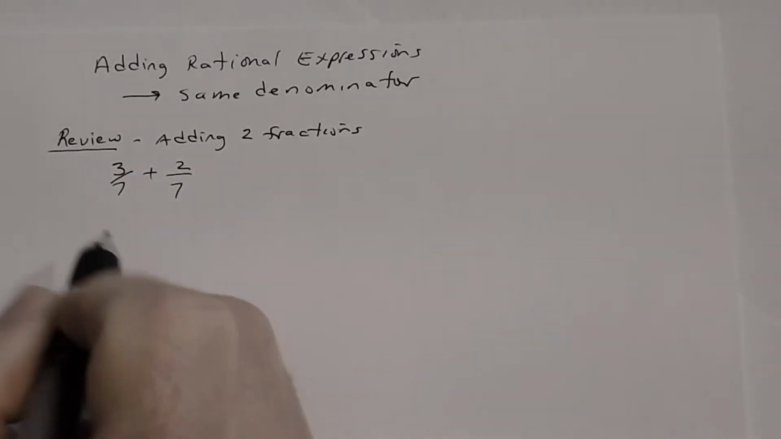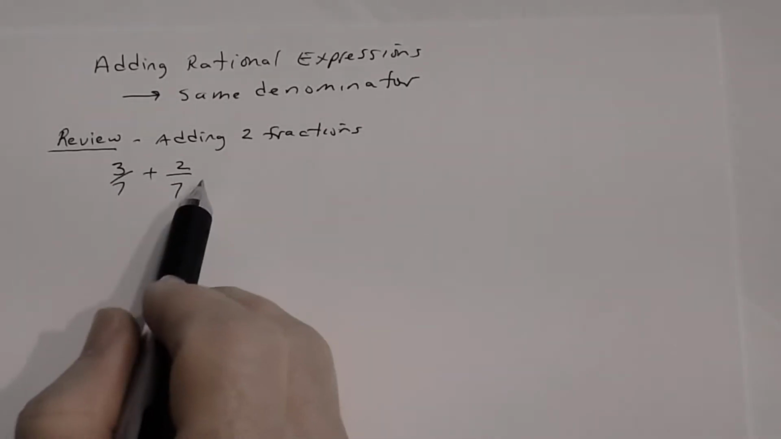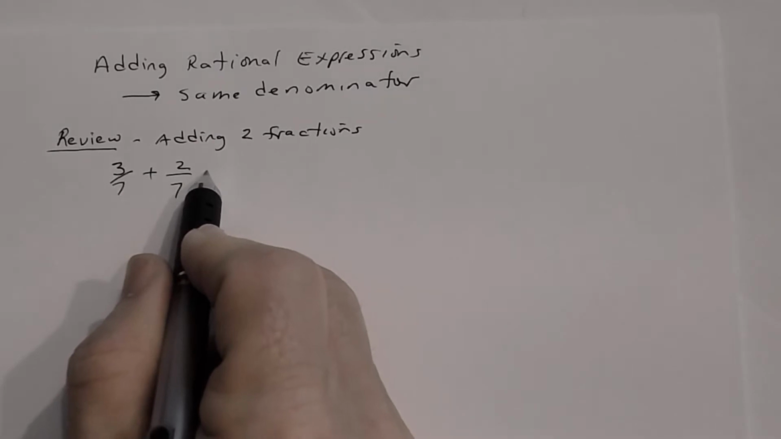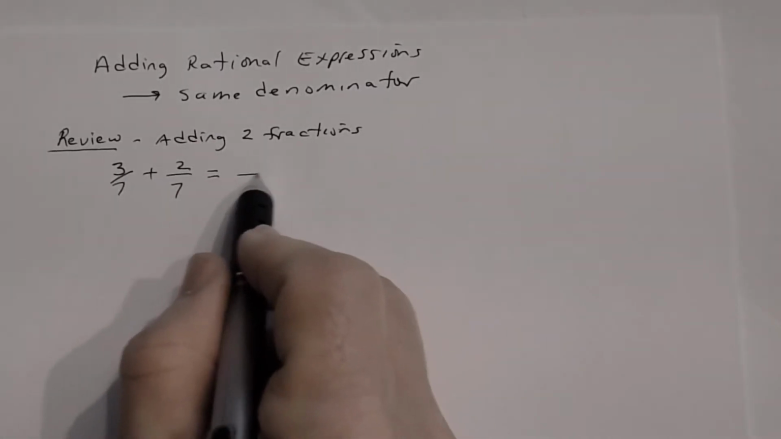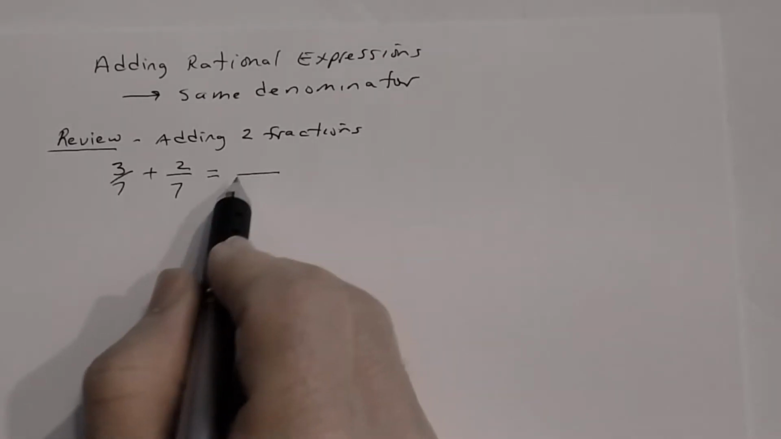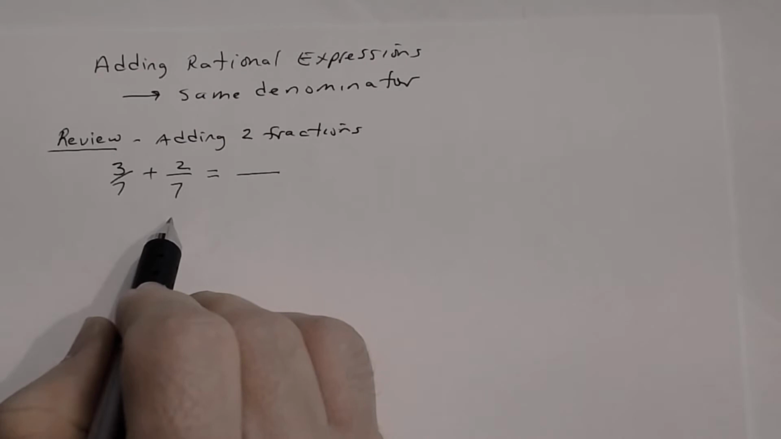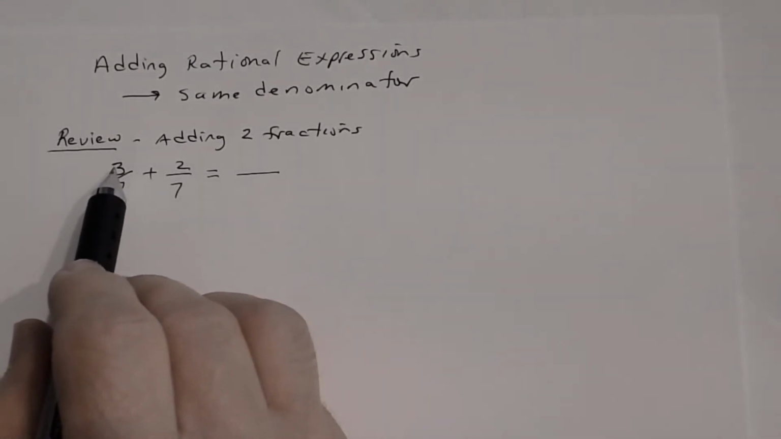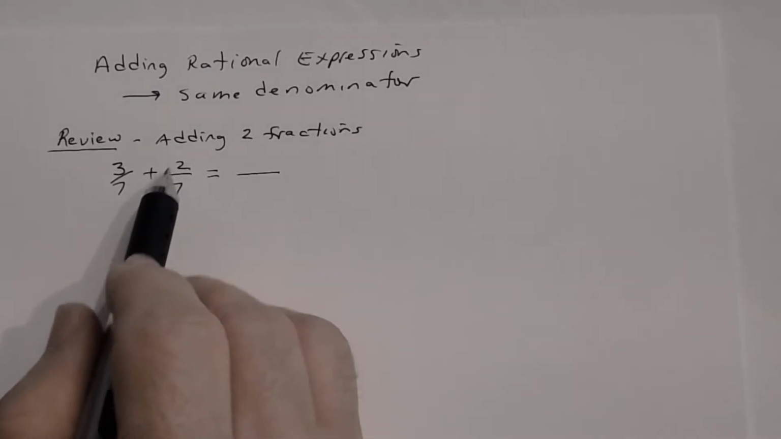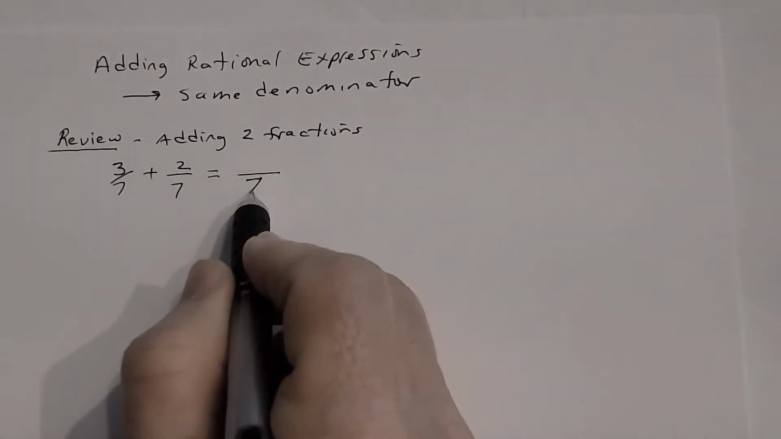When we add two fractions, remember they must have the same denominator in order for us to write it as one fraction. So in other words, in order for us to be able to say that 3/7 plus 2/7 equals one fraction, the partitions or the denominators have to be the same. In this case, it is. So once the denominators are the same, we have 3/7 plus 2/7. Then that means I have so many sevens.